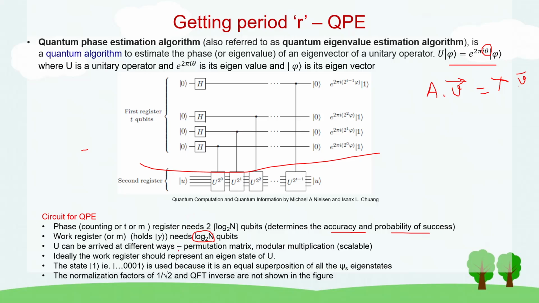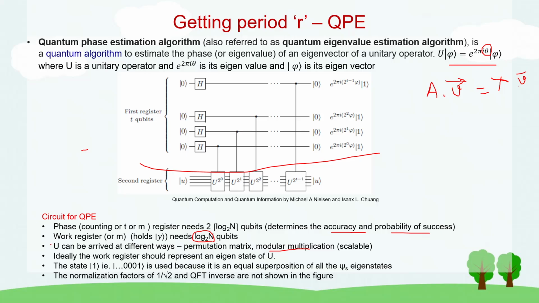U can be arrived at in different ways. Today we are going to see a method called permutation matrix. This is good for smaller n, but for a large n, it will not scale up. For that, you have to literally write the circuit in a different way, using quantum gates only. There's a lot of research going on on how to get U.